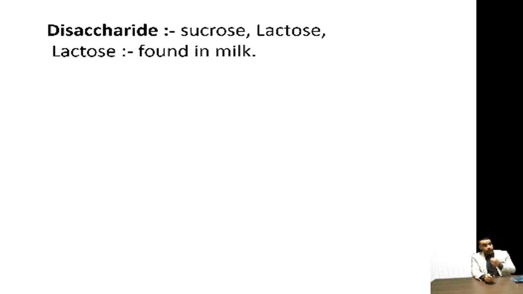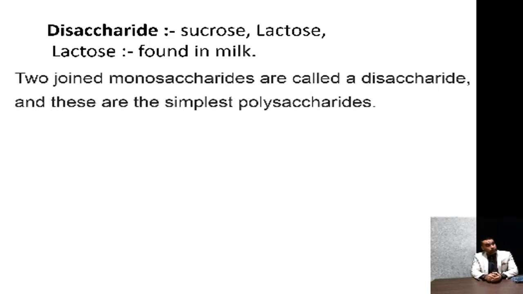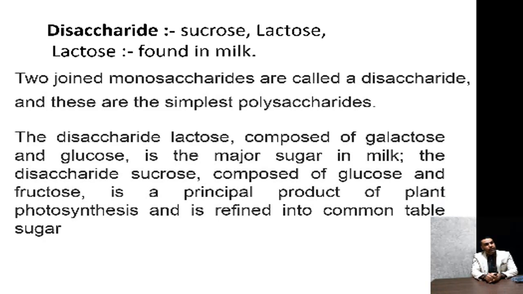Now, what is the meaning of the disaccharide? The disaccharide joins 2 monosaccharides to each other, like sucrose and lactose. Lactose is found in milk. When you drink milk, we have a lot of lactose, and milk consists of 2 joined monosaccharides called a disaccharide, the smallest polysaccharide. We can see here galactose and glucose compose lactose, while sucrose, for example, is the sugar you put in tea and dissolve. It is composed of glucose and fructose.